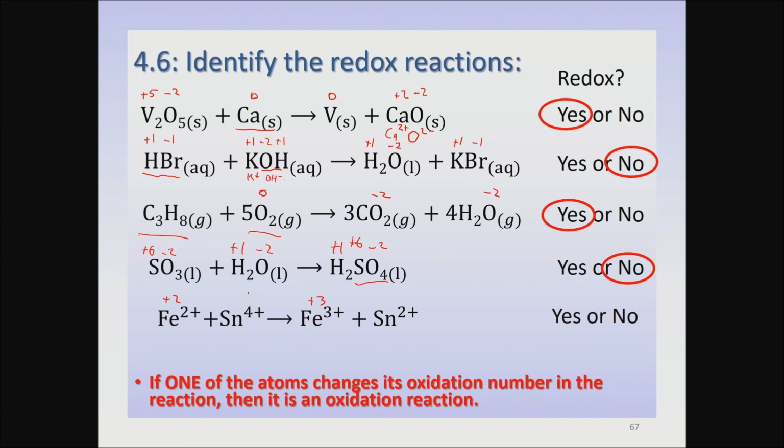But for tin, its oxidation number is +4. On the product side here, its oxidation number is +2. It's also changing. So this is clearly a redox reaction.